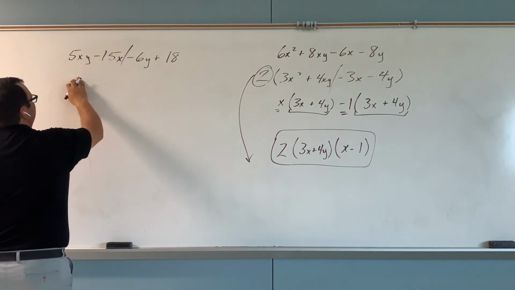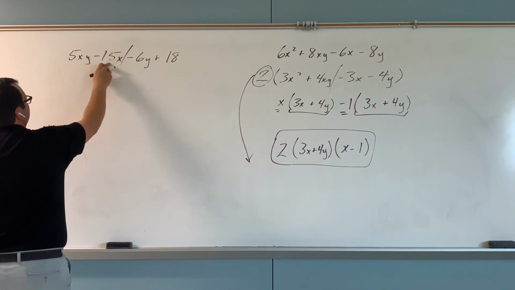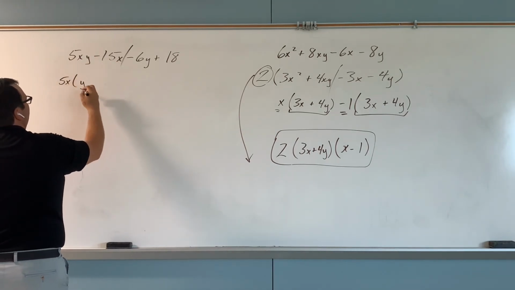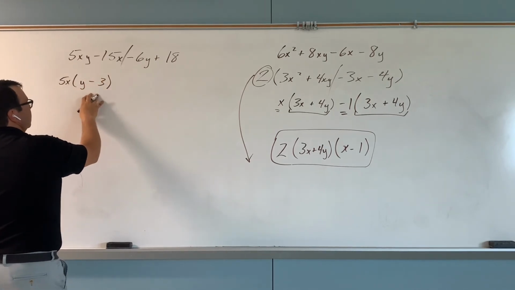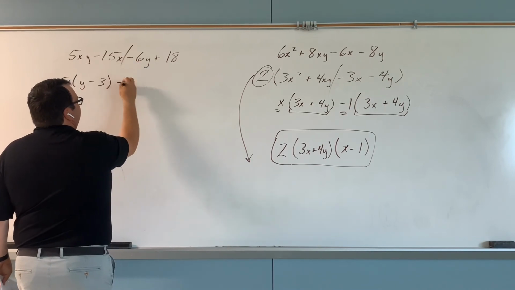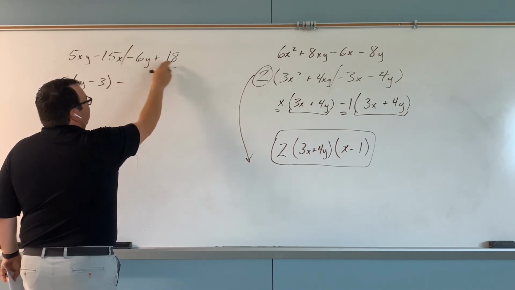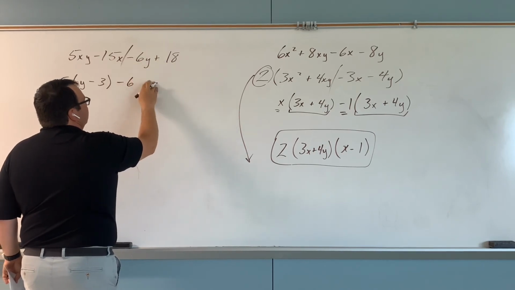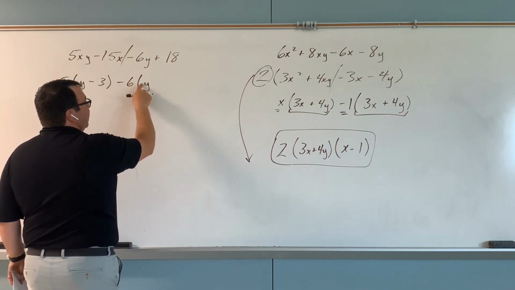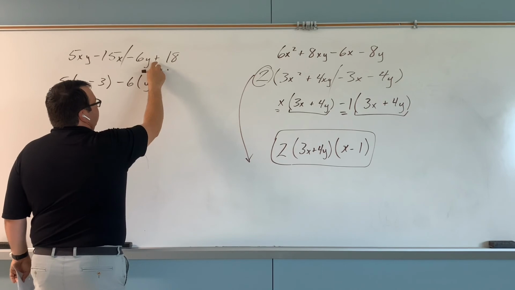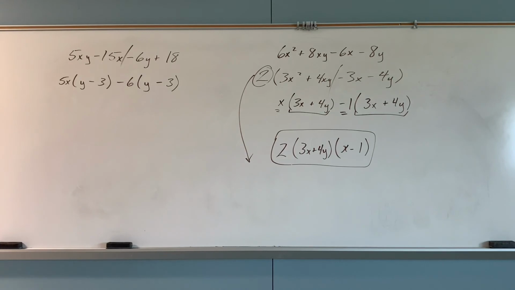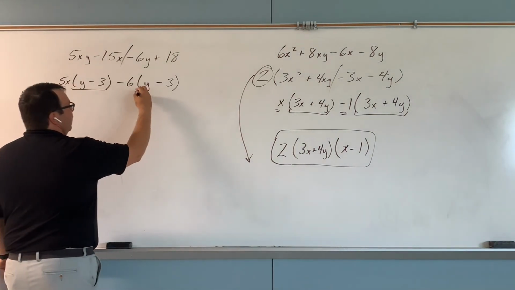Look at the first half. I have 5 that can go into both of these. I have an x that goes into both of these, so I can pull out 5x. When I do, I'm left with y minus 3. What about over here? I definitely see that I want to pull a negative out, so I'm going to go ahead and put that down. 6 goes into both of these, so I'm going to pull out a 6 as well. I'm left with a positive y because I pulled that negative, so I'm changing my signs, minus 3. All right. Comparing these, they are exactly the same.